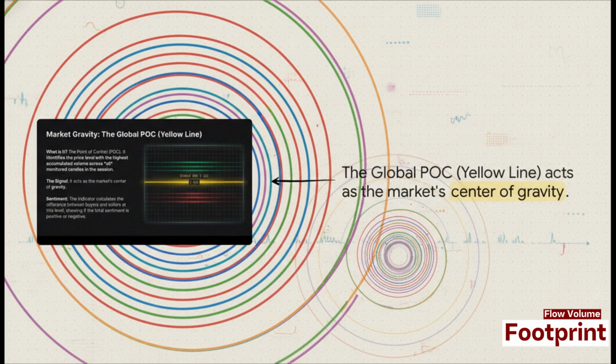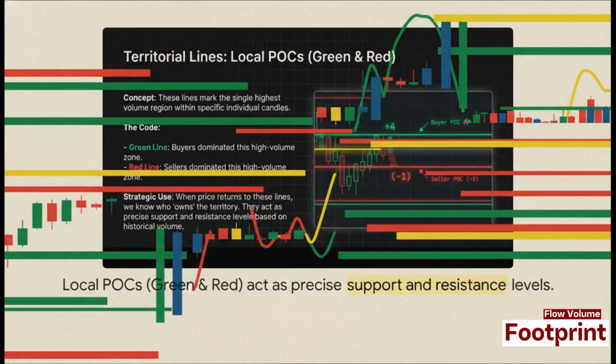It's like the market's center of gravity. Price just loves to hang around it, get pulled back to it, and react off of it. It's a huge deal. Then we have these other lines, the green and red ones. These are the local POCs.